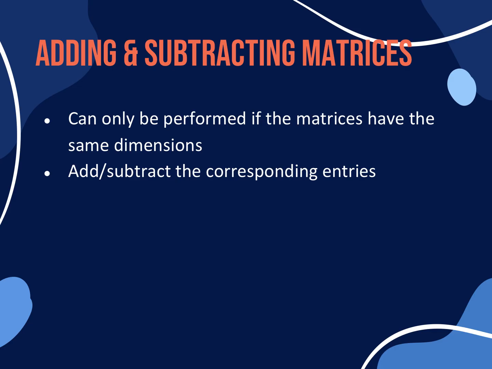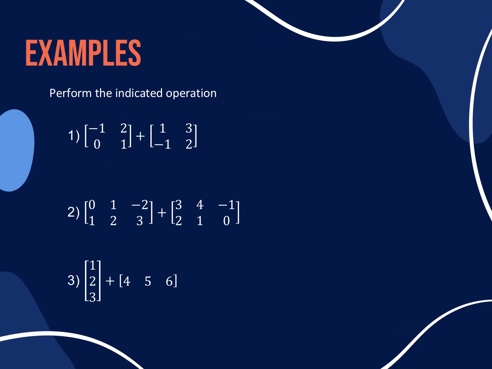To perform matrix operations, the matrices have to have the same dimensions. If they do not have the same dimensions, then you cannot perform the operation. But the actual math here is super simple. All you have to do is add and subtract the corresponding entries. So if you look at this first page, we have a couple problems here.